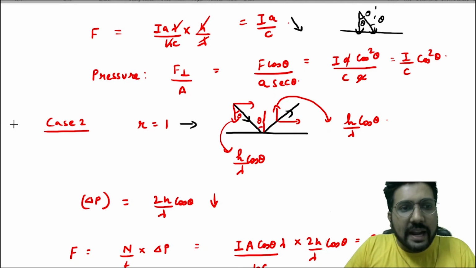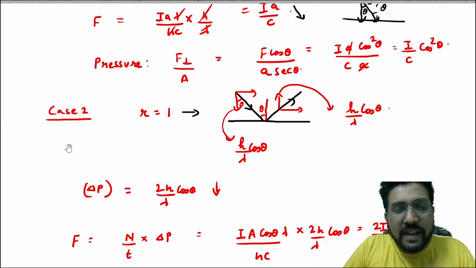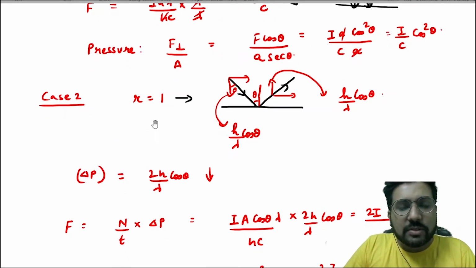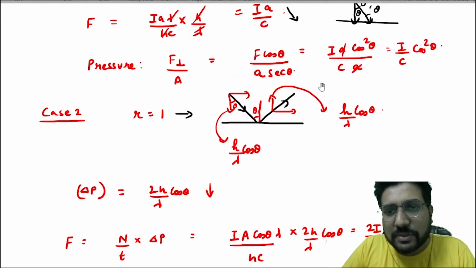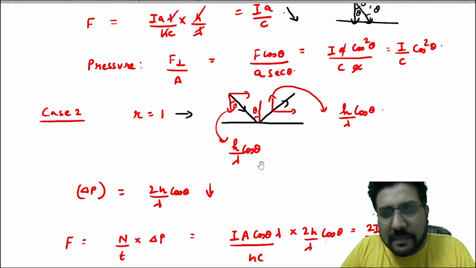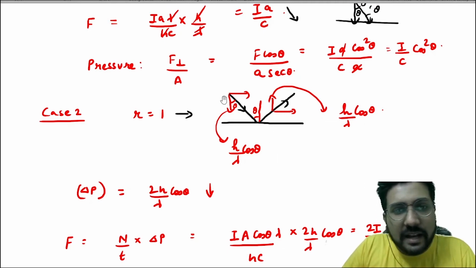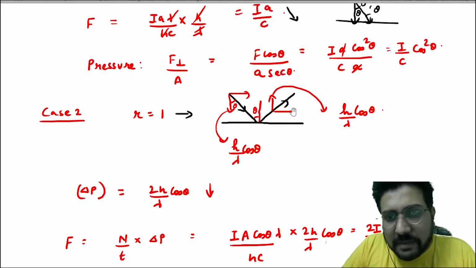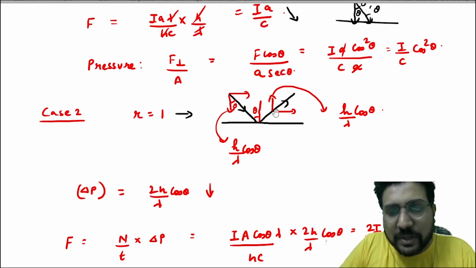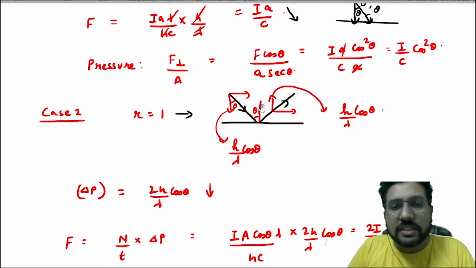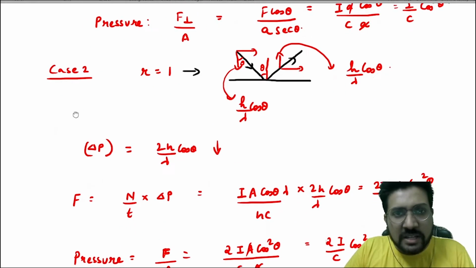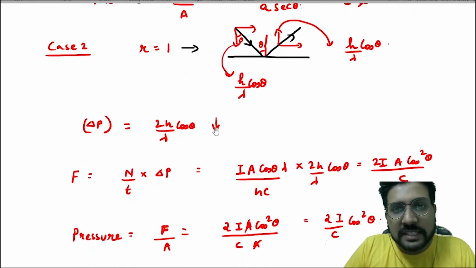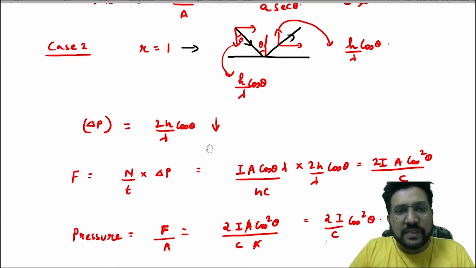All right. And in case 2, if the reflective coefficient is 1, that means the surface is completely reflective. In that case, what change will you see? The change in momentum is 2h by lambda cos theta, because this component will remain the same, and this component has reversed. That means there is a change of h by lambda cos theta minus minus h by lambda cos theta, that is 2h by lambda cos theta. So the change in momentum is 2h by lambda cos theta, and it is in the downward direction for the surface.